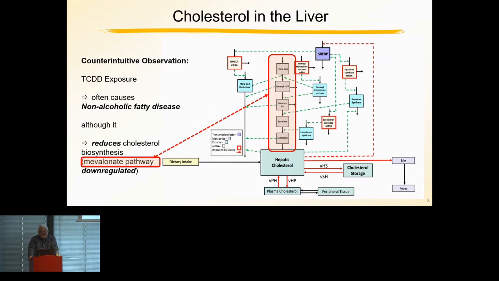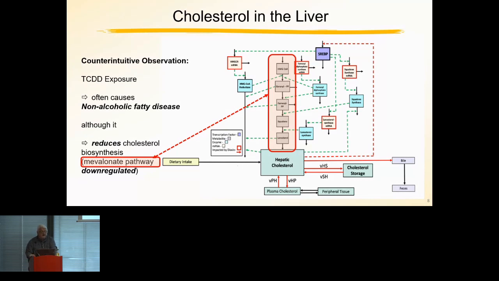and there is an interesting apparent discrepancy, namely if you have this exposure to TCDD, dioxin, then in many cases, if it's bad enough, you get non-alcoholic fatty liver disease. But if you look at the molecular level, the activity of this biosynthesis pathway is reduced. All these genes are reduced. The enzyme activities are reduced. So how can it be reduced, and then you have too much fat in your liver? So we want to study that.